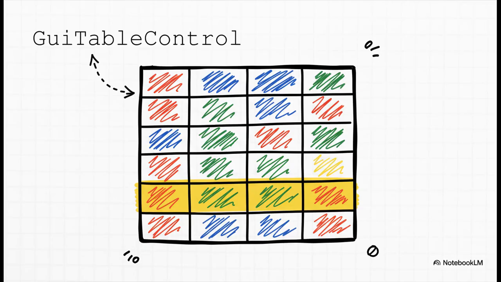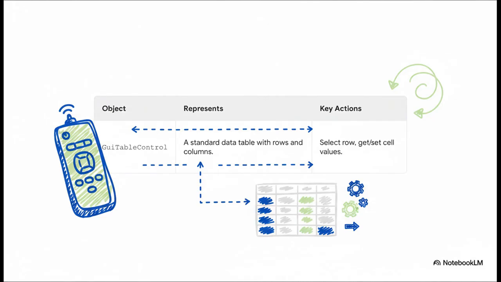But, as we all know, SAP isn't just simple buttons and boxes. What about those massive grids of data that are everywhere? For that, we have something called the GUI table control. And this thing is incredibly powerful. It's your key to interacting with those tables. Your script can do way more than just read the data. It can select specific rows, get the value from one single cell in a certain row and column, or even change the value in an editable cell. For processing huge lists of orders or materials, this is an absolute game changer.